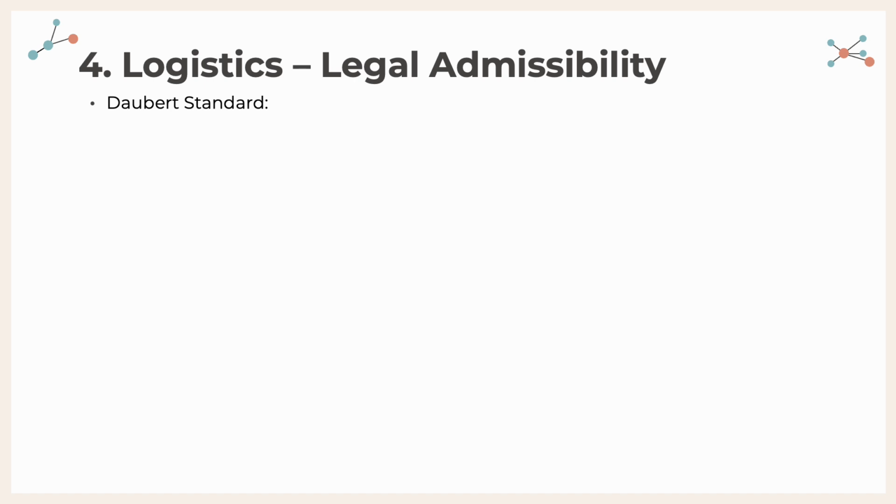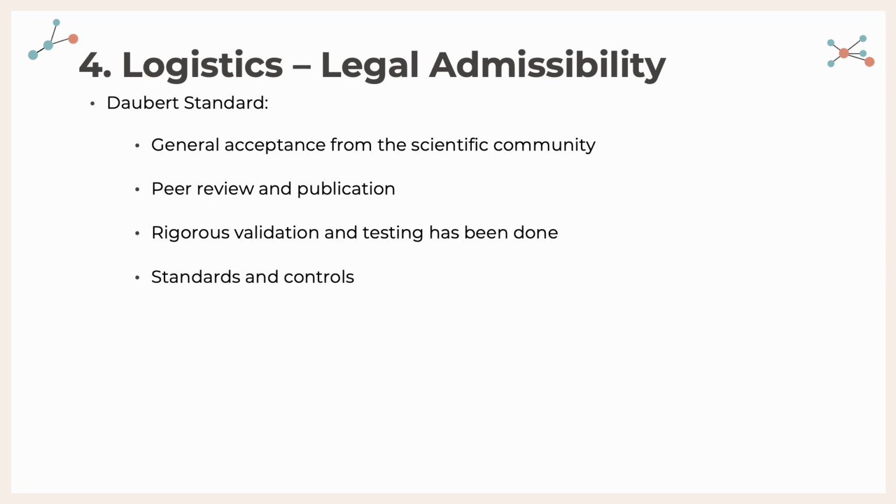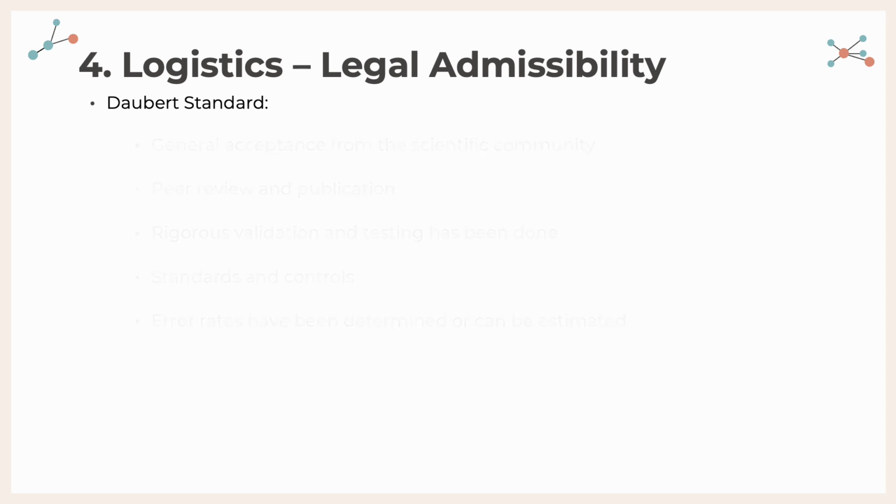And these 5 points in the checklist are general acceptance from the scientific community, peer review and publication of the method, rigorous validation and testing has been done on the method, the method has standards and controls, and finally, error rates have been determined or can be estimated. For forensic proteomics, some of these are A-OK and some of them are more iffy, more ambiguous, right? Let's talk about it.